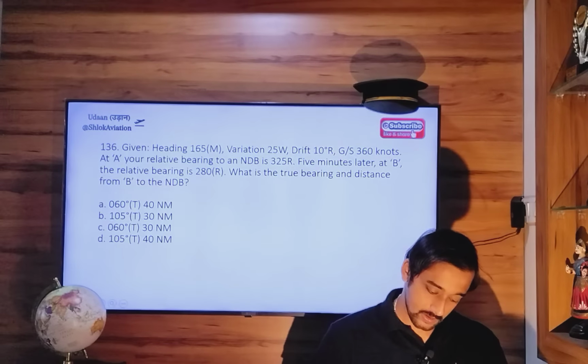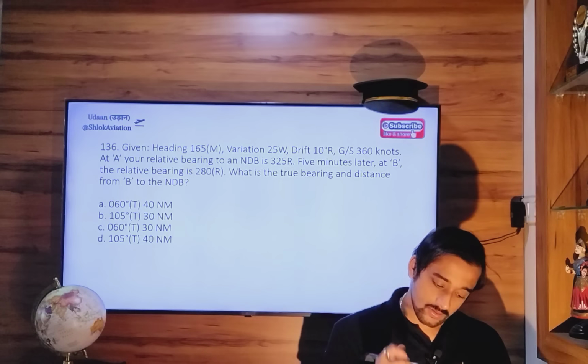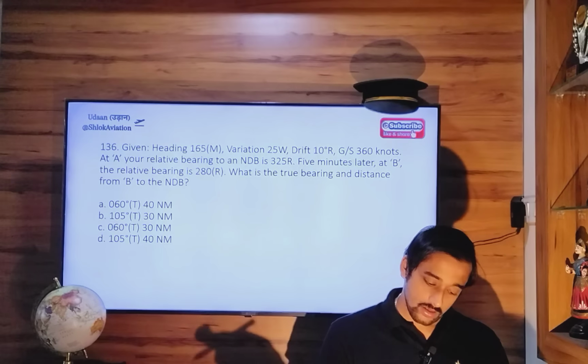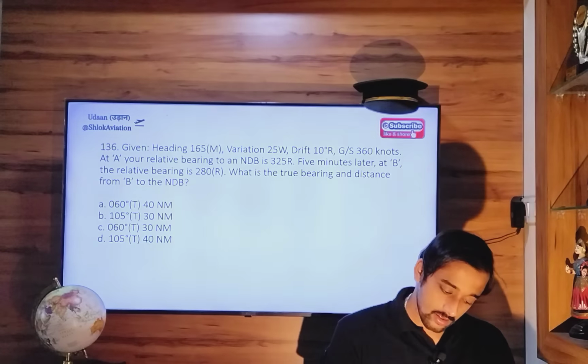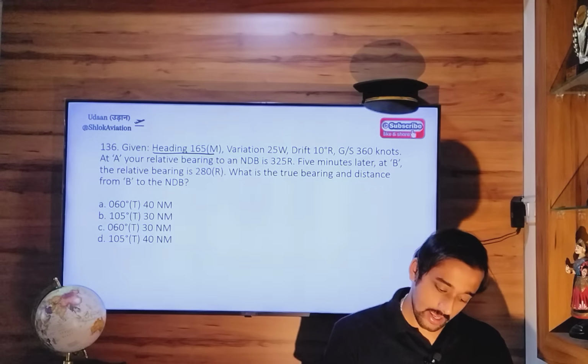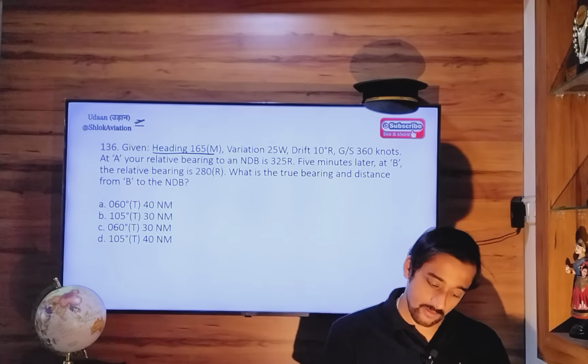So, first, the heading of 165 and a relative bearing of 325.